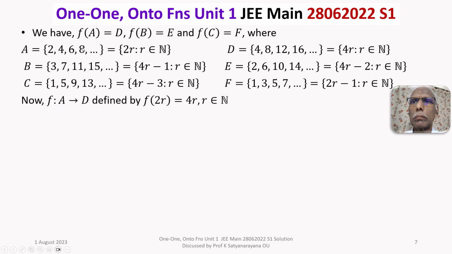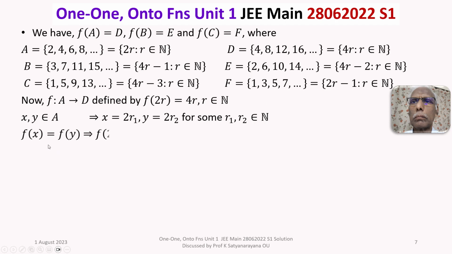Now, what will this f do? f will map A to D, and f of the general term of A, which is 2r, will be 4r. f of 2r is 4r, agreed, and r belongs to N. Now let us take any two elements of A. So x, y belongs to A. That means x is 2r1, y is 2r2, for some r1, r2 belongs to N. Agreed. So f of x will be what? 4r1. f of y is 4r2.